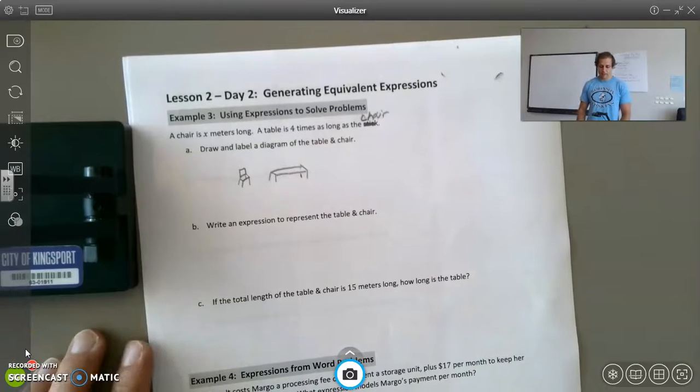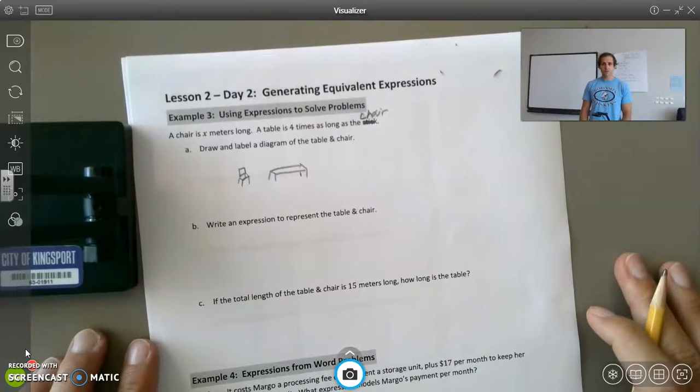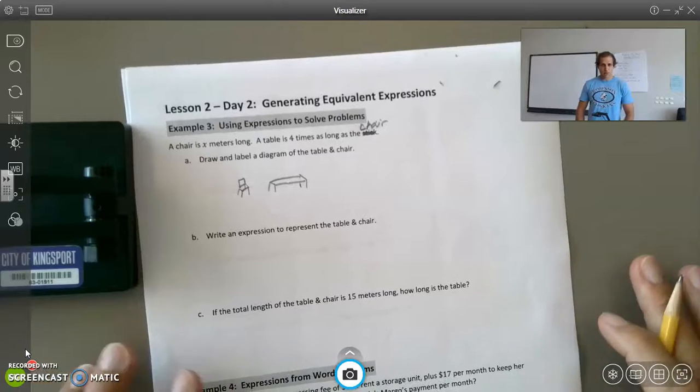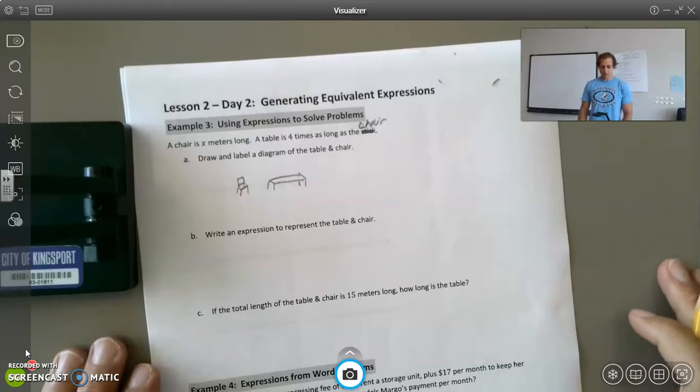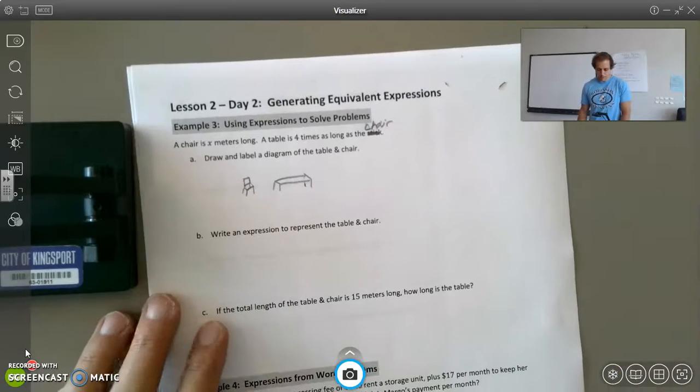We're still looking at Lesson 2 of Module 3. Today we're on Day 2, and we are going to begin to look at some word problems and take a look at how to use expressions to solve problems and to model those problems.